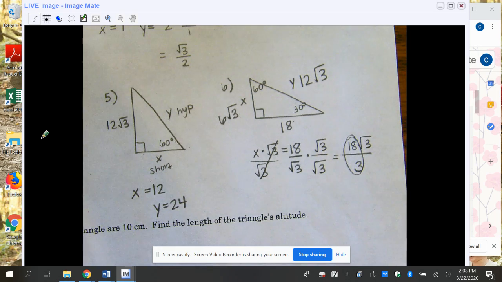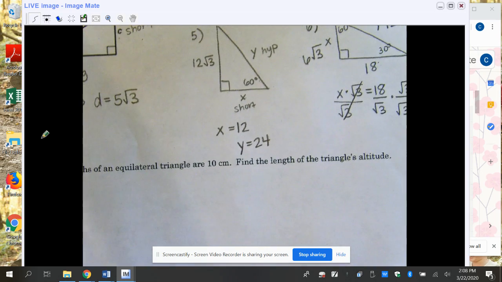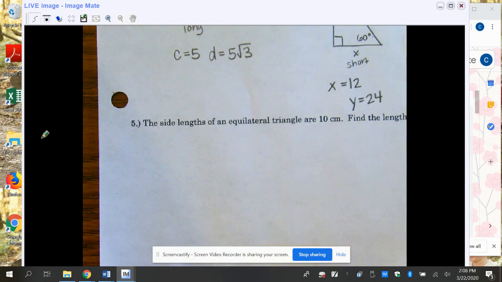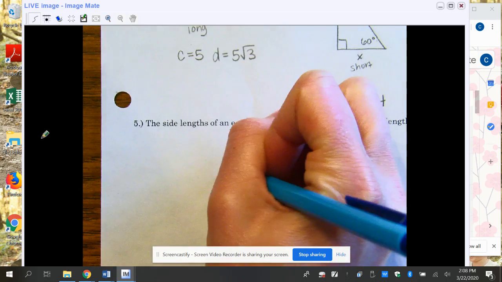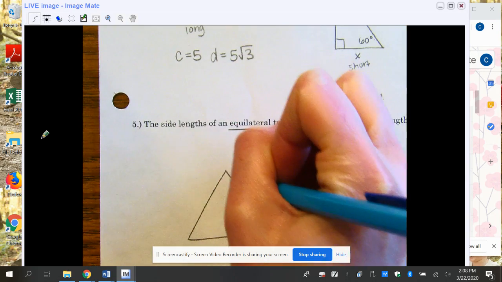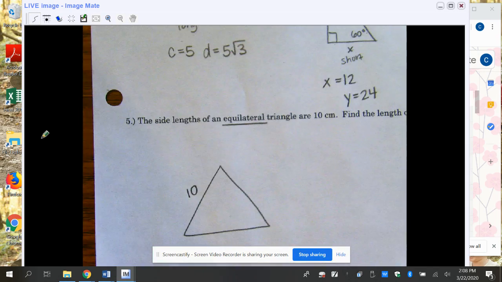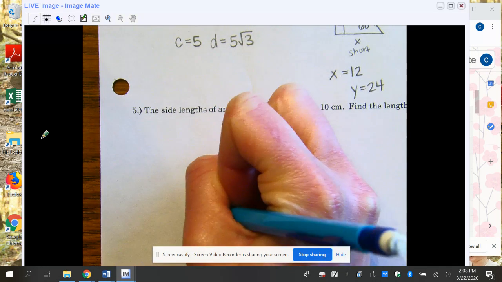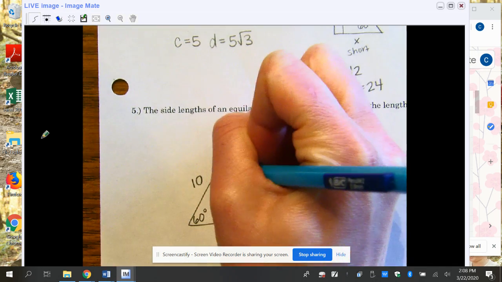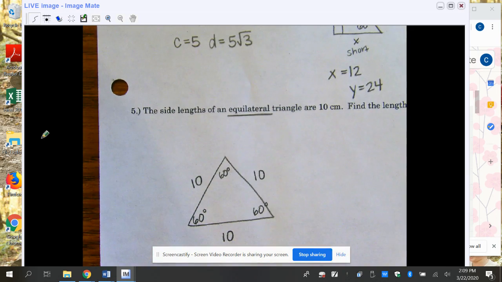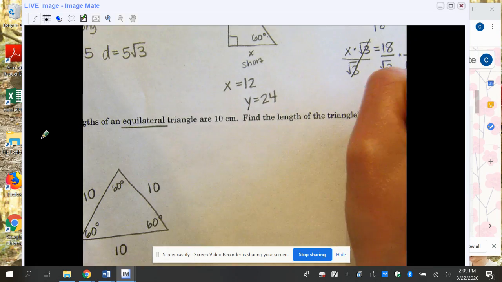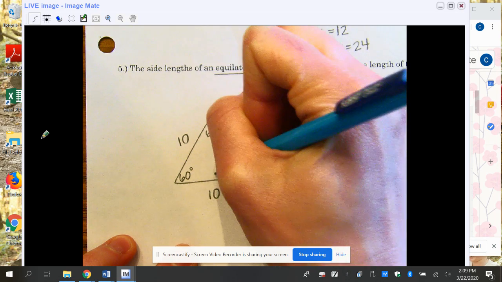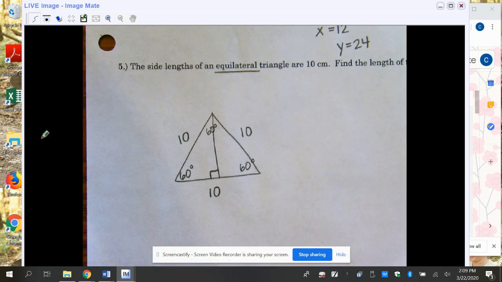All right, so now let's look at this last one, this extension problem, similar to the perimeter one from our other lesson. This says the sides of an equilateral triangle are 10 centimeters. 10, 10, 10. Remember that equilateral triangles have 60-degree angles. And this says find the length of the triangle's altitude. Remember, the altitude is the segment drawn from a vertex straight down to the other side. So that creates a 90-degree angle here.